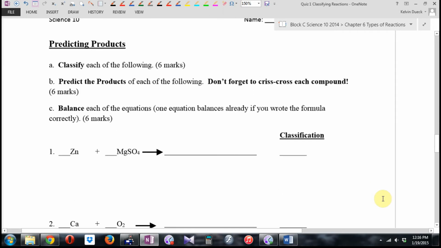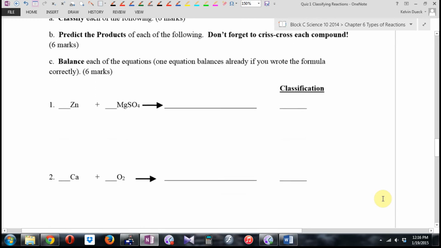On your test, I'm going to be giving you some questions where I say predict the product. I won't ask you to balance them. Then I will give you a couple of questions like this where I ask you both to predict and balance. So predicting the products, I have to identify what the product looks like. But first, I have to identify what type it is. So this is going to be a single replacement.